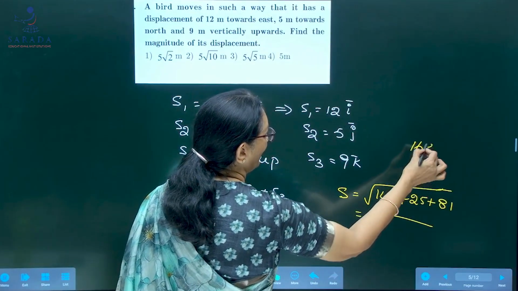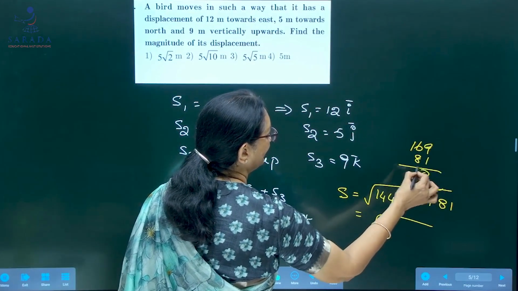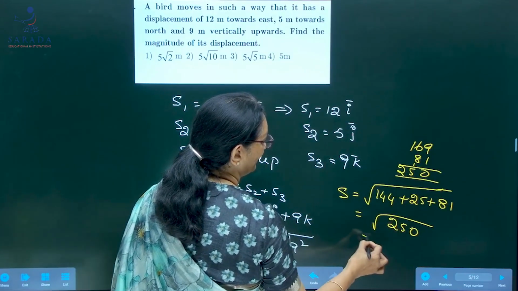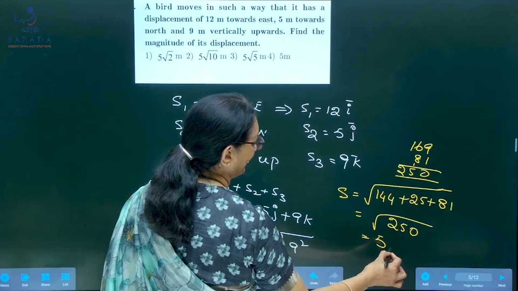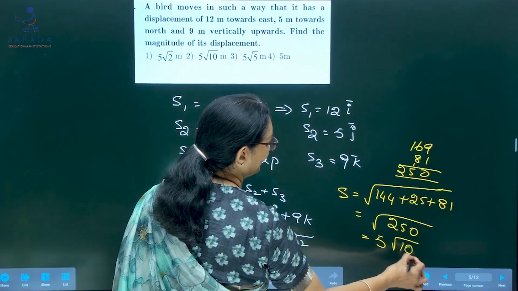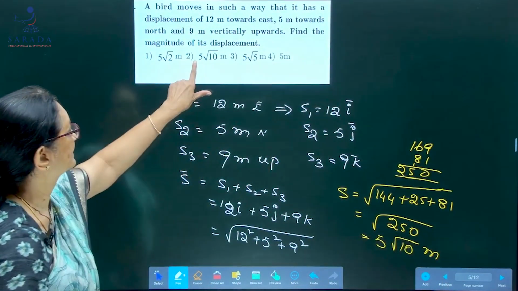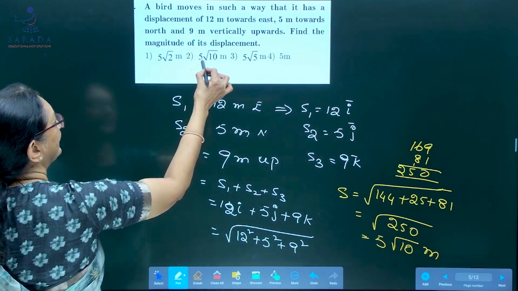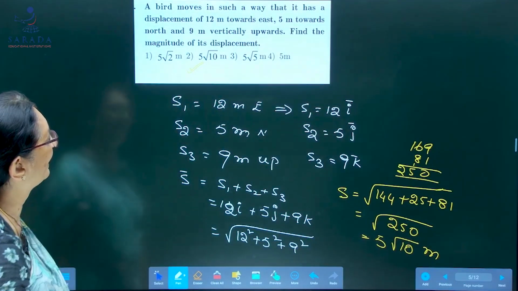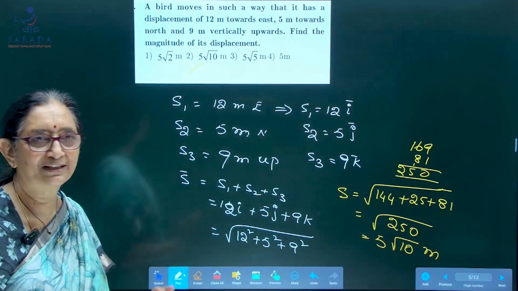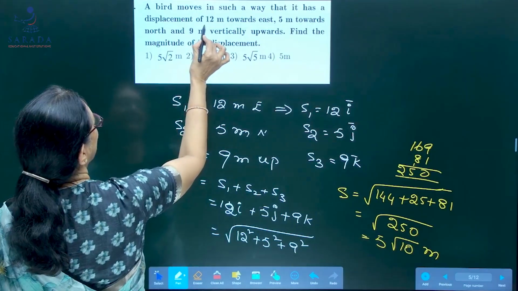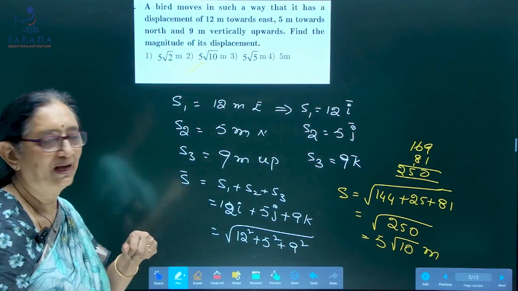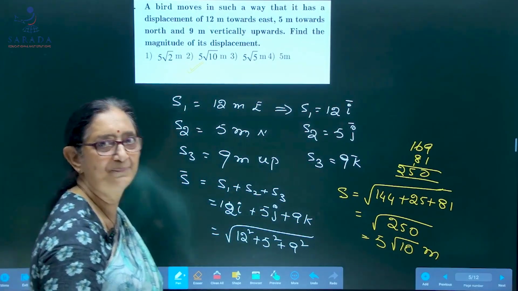144 plus 169 plus 81 is 250 under the square root. So 25, if you take it outside, is 5 root 10 meters. This is the correct answer for that problem. The second option, 5 root 10, is correct. Is that okay? So here it has a displacement of 12 meters east, 5 meters north, and so on. Okay, so this is the answer for that problem.